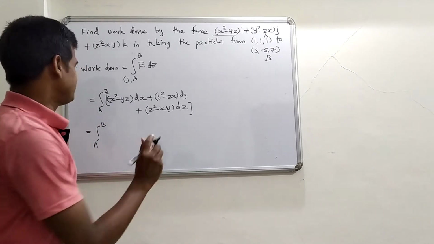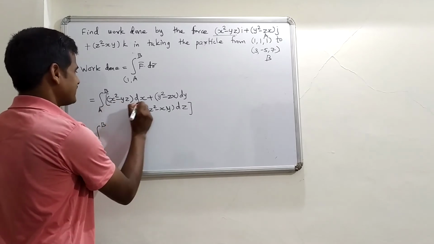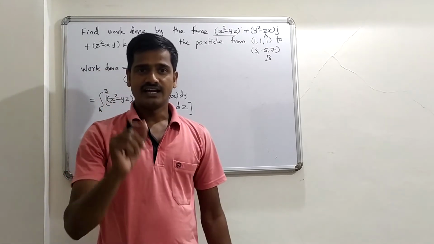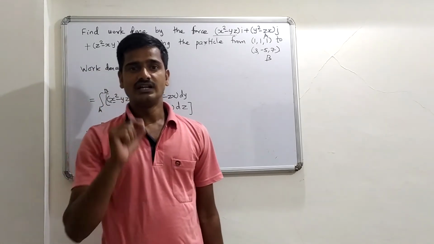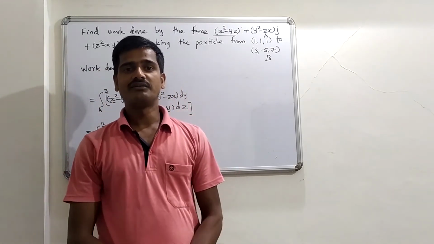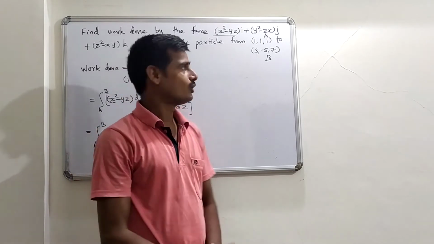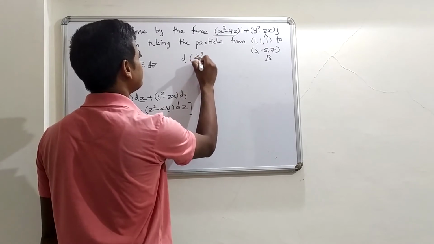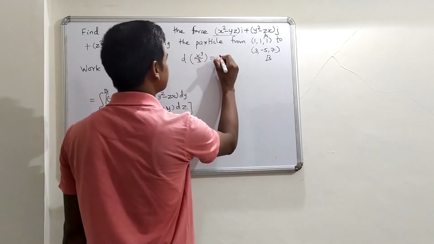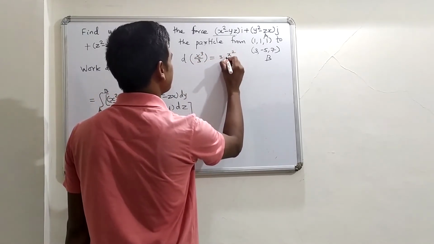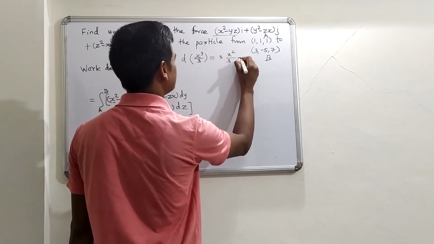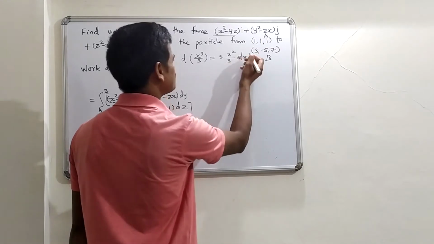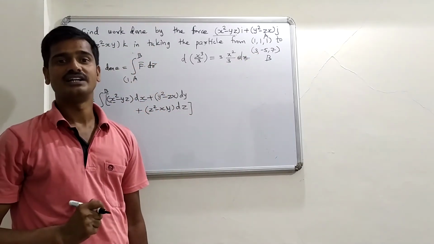Then how do I write the terms? What is the first term here? x² dx. In fact it is the total derivative of x³/3. See, what is the derivative of x³/3? It is 3x²/3 into dx, so you will get x² dx.